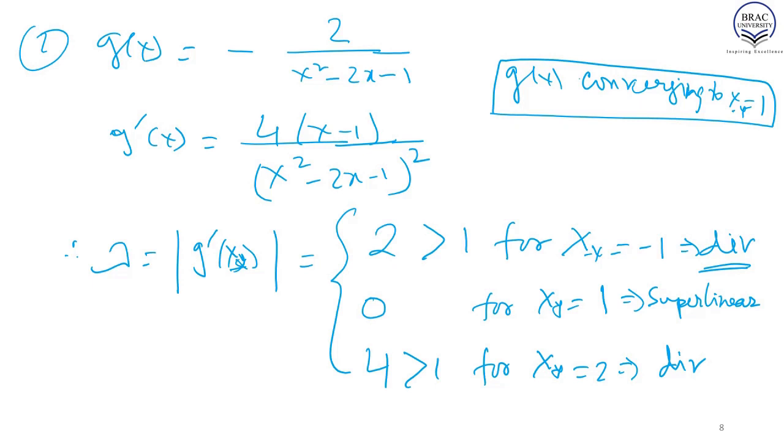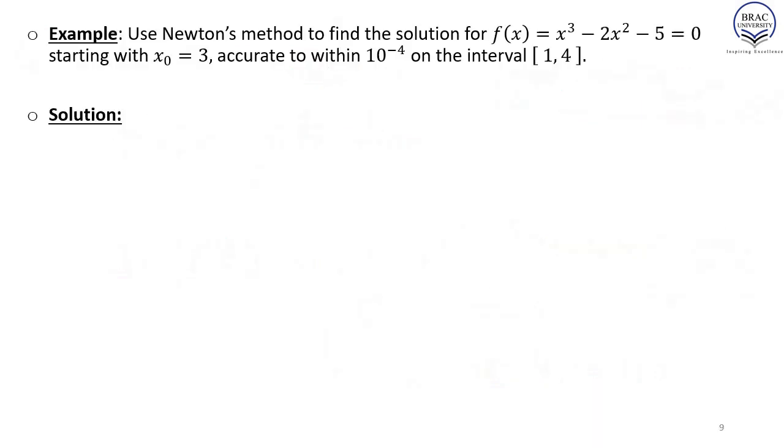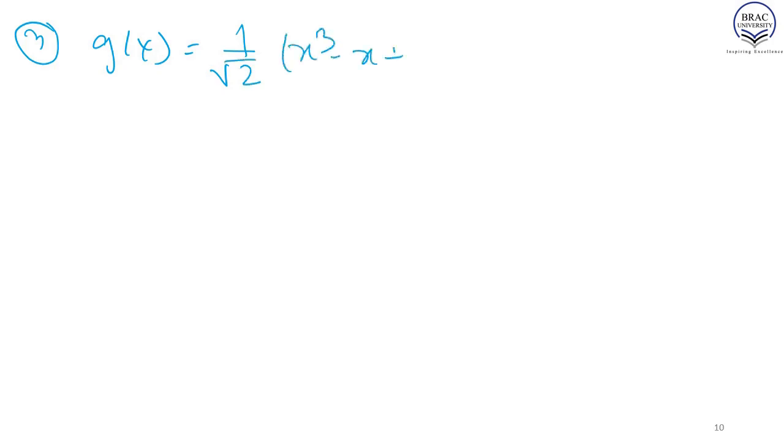Let me see if I'm doing it the right way or the wrong way. No, correct. And for the third choice, we do it this way. We have a function g of x given by 1 over root 2 times (x cubed minus x plus 2) to the power half.